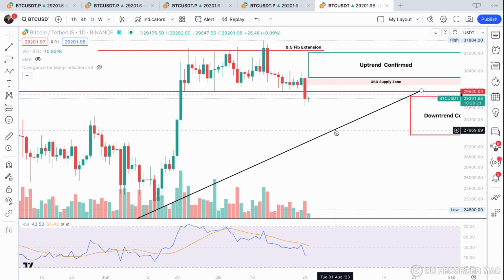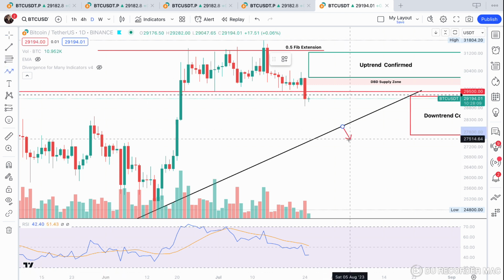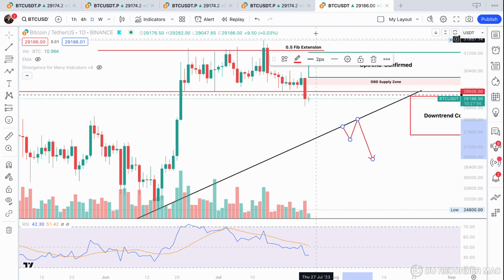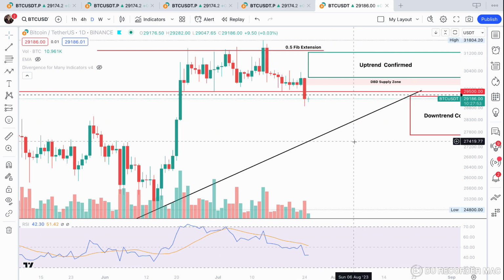Now, confirming a downtrend is a three-step process. First step is a daily close below the range low. Check. Second step is a daily close below the trend line. This hasn't happened yet. Third step is a retest of the trend line as resistance and continuation down. Now, what will we do? How do we play this?